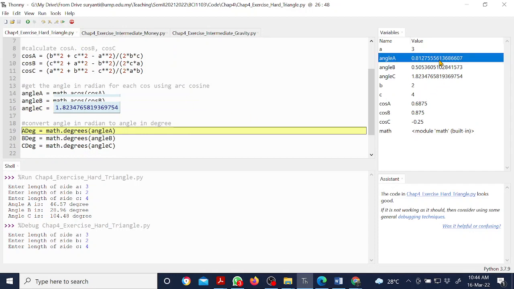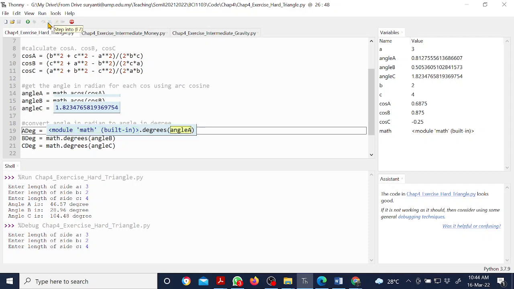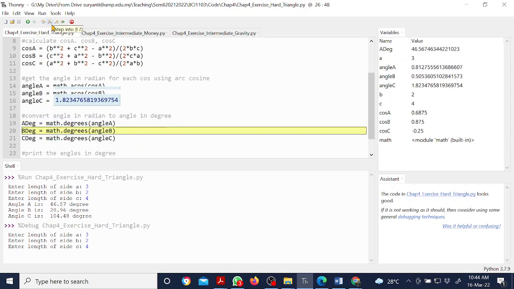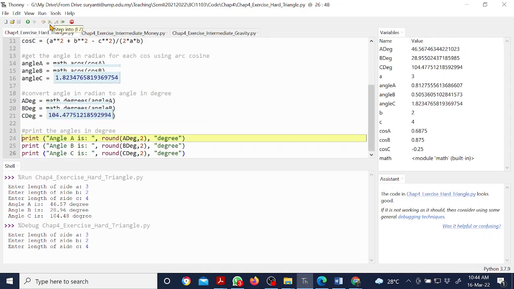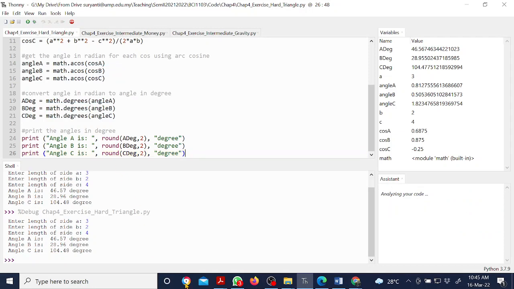Okay, so now these angles are in radians, so we need to convert to the degree. So we use the function degrees here. We use math library. We call function degrees, and then we put the value of angle A in radian. We will convert it, so we will get the angle in degree. Samalah dengan yang lain. Okay, so we call that one, and then we convert it, so we get the angle in degree for C as well. Okay, so now we just print it out. We round it by having 2 floating points, and then we print also the degree there. Okay, so similar.